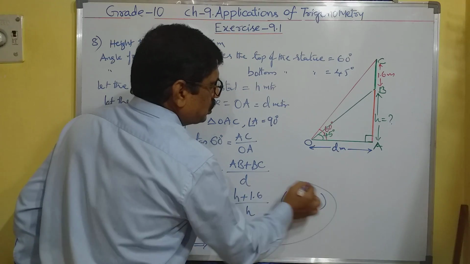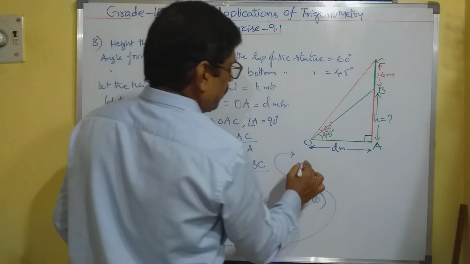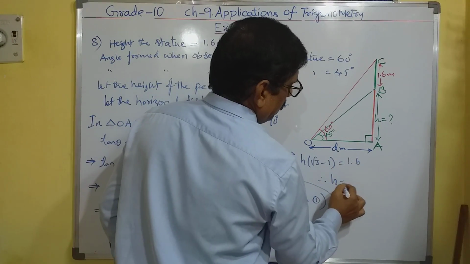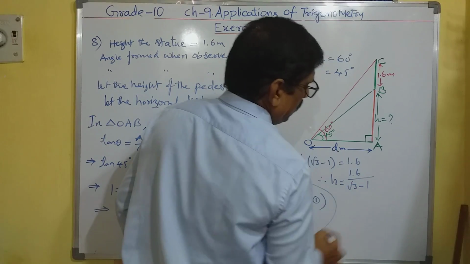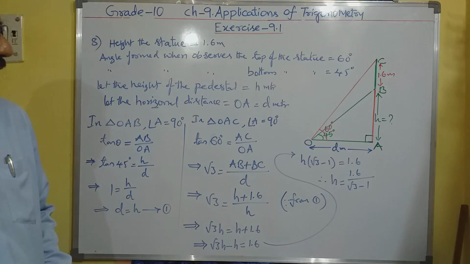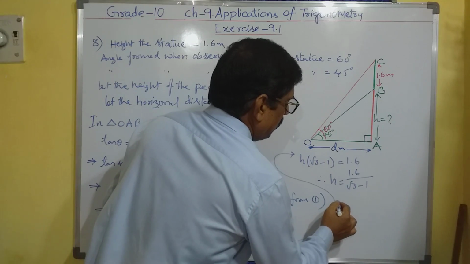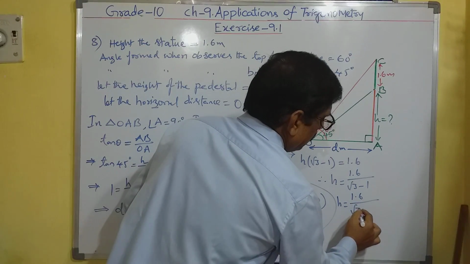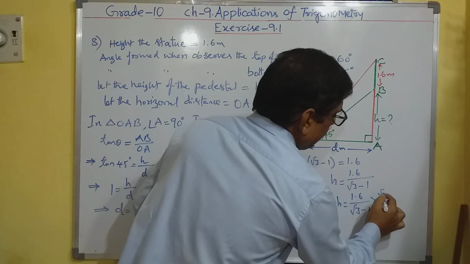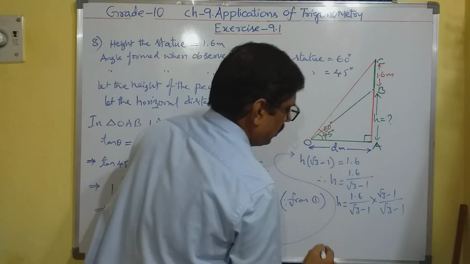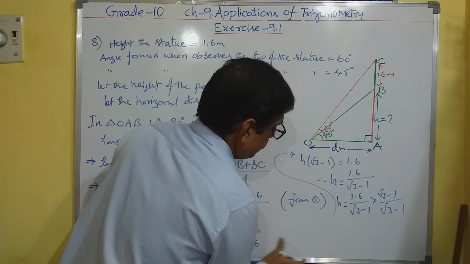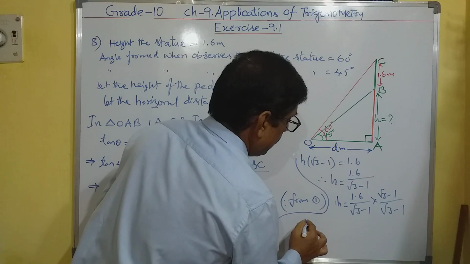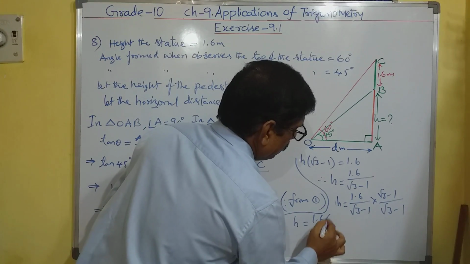Now let us go to the next step. If you take h common, h into root 3 minus 1 is equal to 1.6. Therefore, h is equal to 1.6 by root 3 minus 1. So we have to rationalize this. How to rationalize? h is equal to 1.6 by root 3 minus 1. Let us multiply root 3 plus 1 in the numerator and denominator.